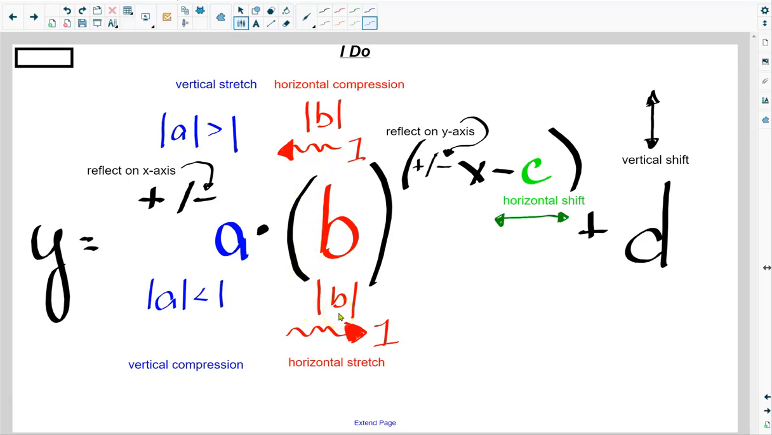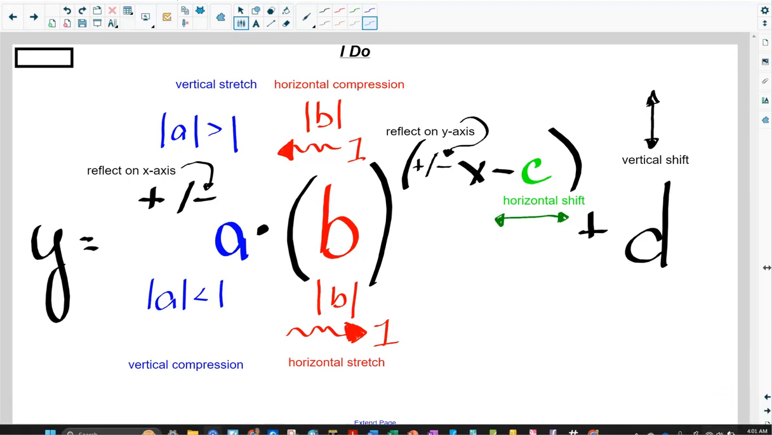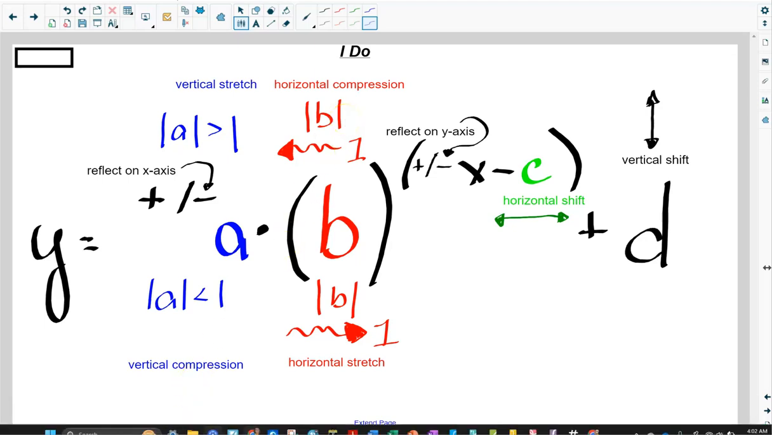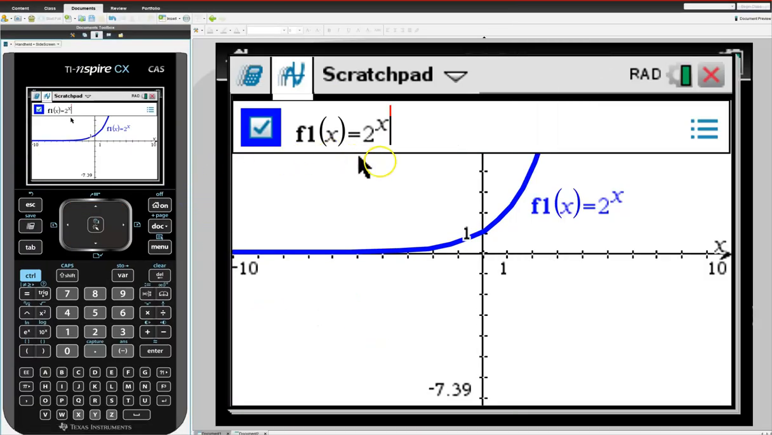I'm going to show you graphically, but what this says is, if the absolute value of B gets closer to 1, you get a horizontal stretch, okay? And the farther you get away from 1, whoever has a number farther from 1, you start getting a horizontal compression. Again, you've got to write this down and then play with your calculators, but let's take a look at it real quick together.